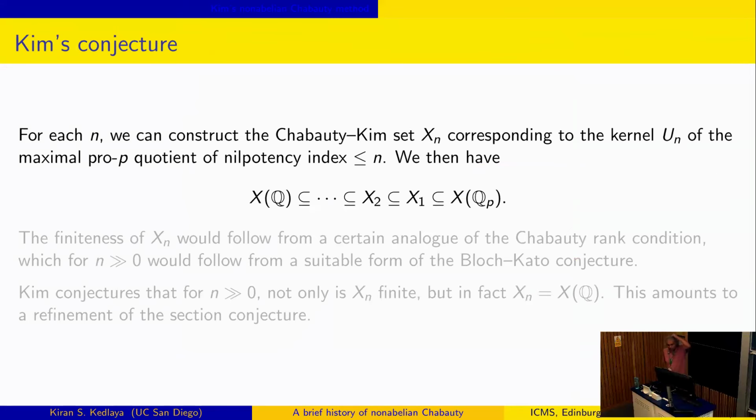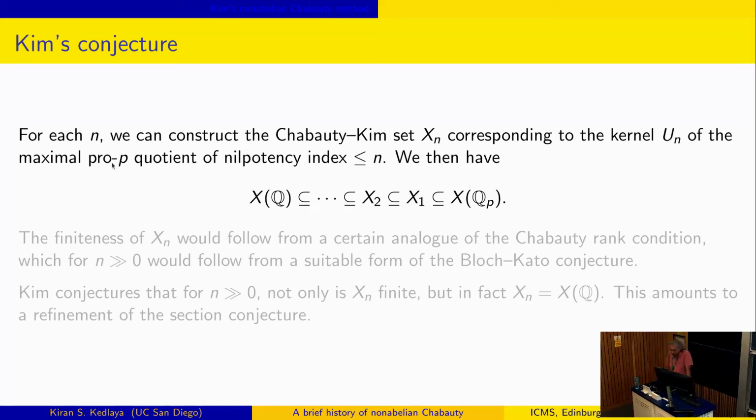Yeah, so we learned a lot about this idea that Minhyong had of stratifying X(Q_p), if you like, by these Chabauty-Kim sets. So basically what you do is you take the maximal pro-p quotient of the geometric pi_1, where the nilpotency index is bounded by n, and then as you increase n, the analog of Kummer's exact sequence gives you some kind of decreasing sequence that you hope approximates the rational points.